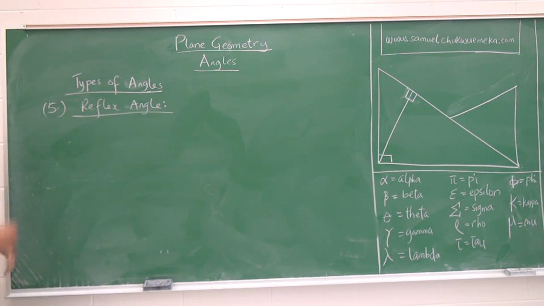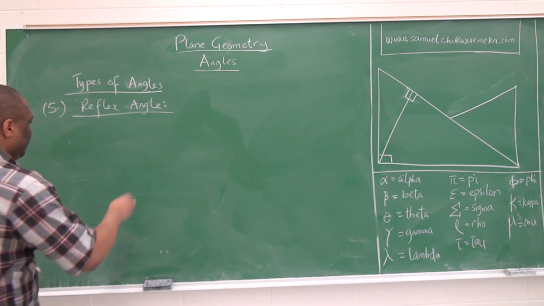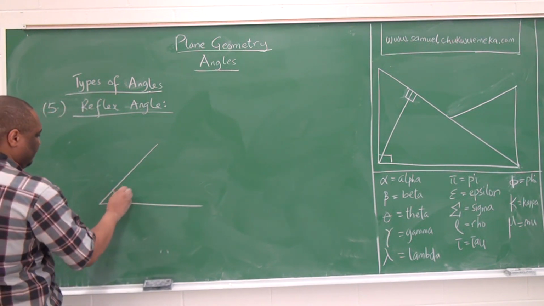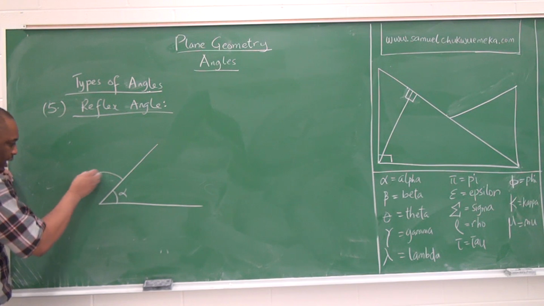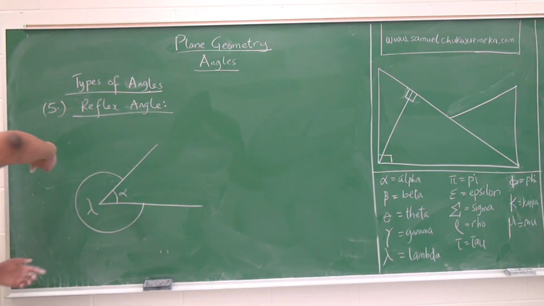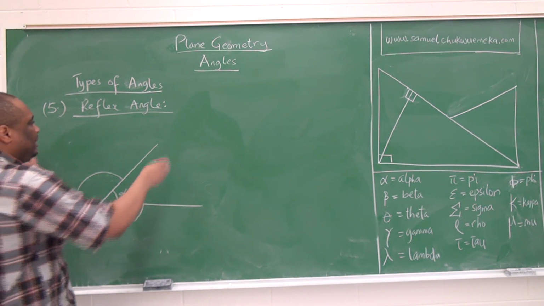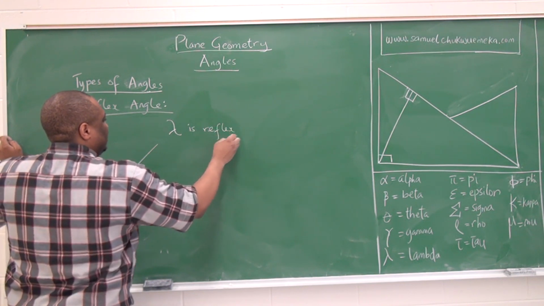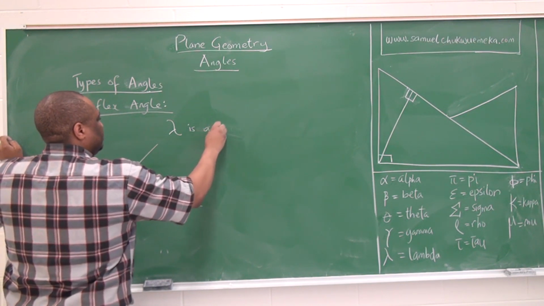And that is just the exterior of an acute angle. You know, the acute angle is the interior angle, and then the reflex angle is the exterior. What do I mean by that? Okay, let's look at an acute angle. This is an acute angle, alpha. Now, the exterior here, let's call it lambda. You see now, angle in a circle is 360. Now, with this exterior angle, lambda is a reflex angle.